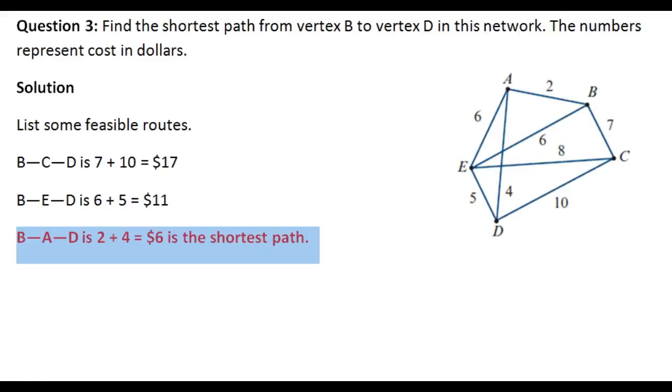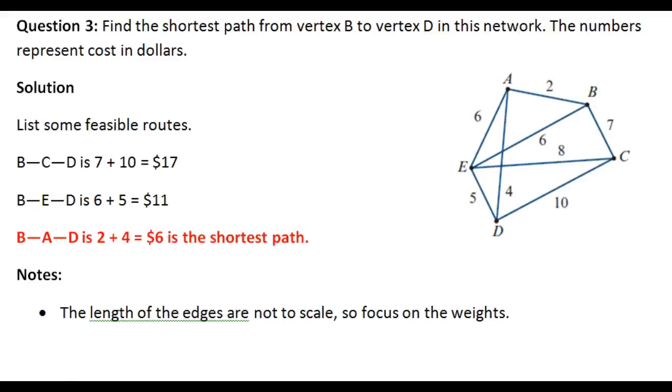The next one, B to A to D, is 2 plus 4 is $6. This happens to be the shortest path. Once again, it's important to realize that the length of the edges are not to scale, so focus on the numbers on those edges, the weights.